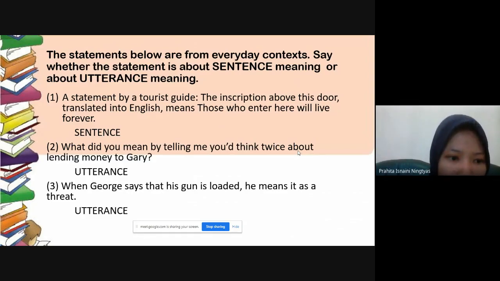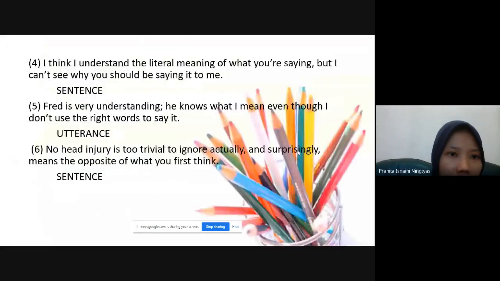And then, what did you mean by telling me you'd think twice about lending money to Gary? It is called utterance. Number three, when George says that his gun is loaded, he means it as a threat. It's called utterance. And number four, I think I understand the literal meaning of what you are saying, but I cannot see why you should be saying it to me.